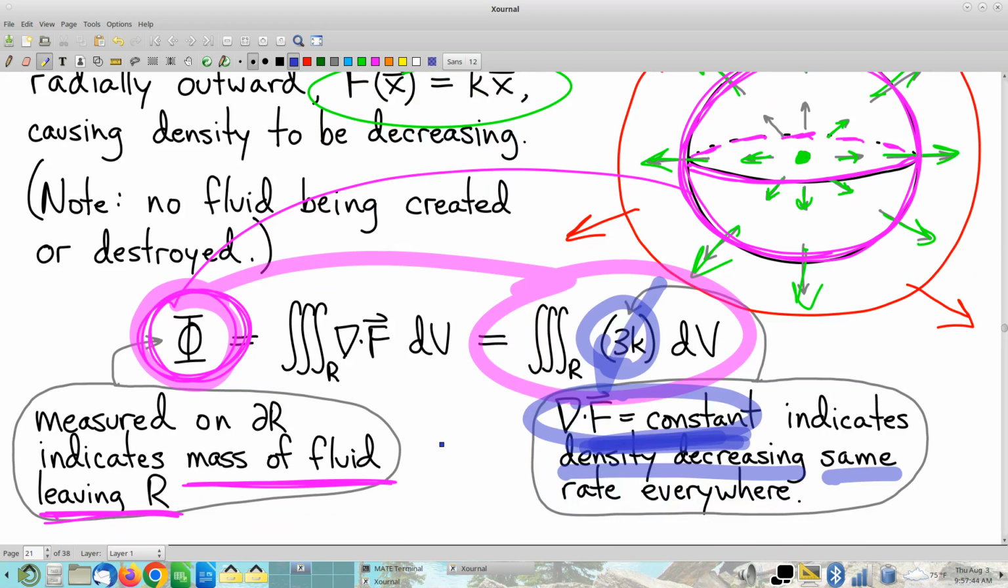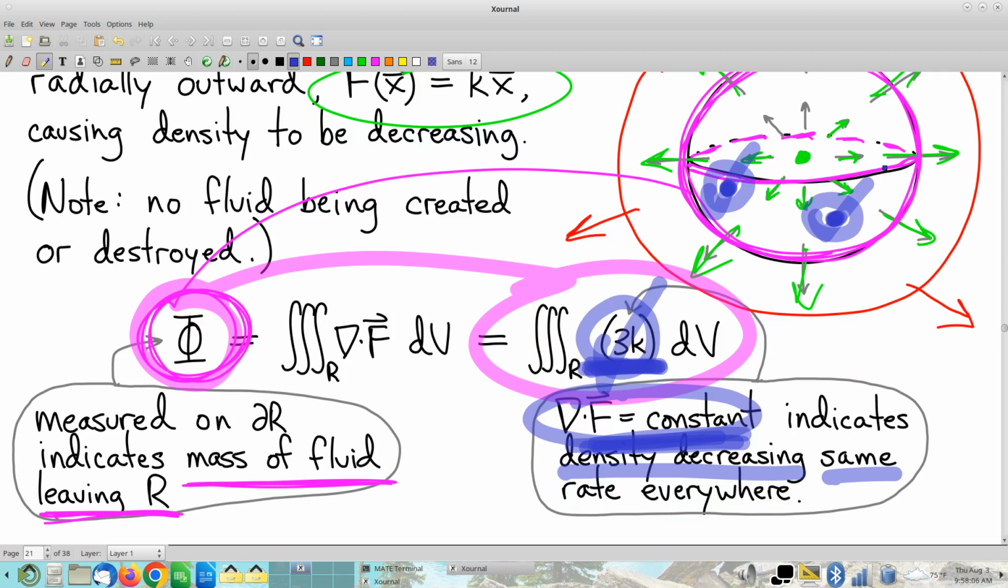The divergence is telling you at any given location, let's say right there, for example, how fast is the density of the fluid changing at that point? And then if you compute divergence there, that's telling you how fast is the density decreasing at that point. So being a constant, that means that at these 2 points and at every other point, the density is decreasing at the same rate.